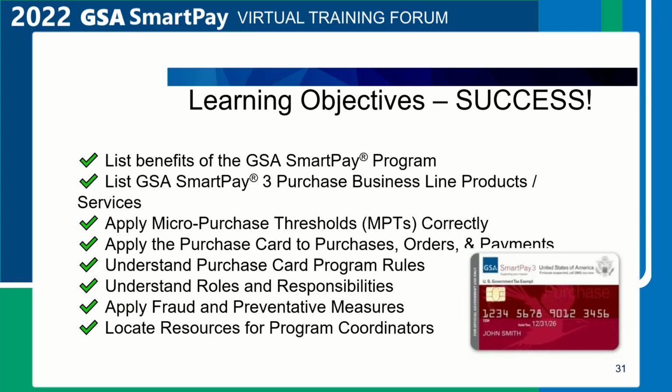Learning objectives. Success. Here's a quick recap of the learning objectives: listing GSA SmartPay 3 purchase line business products and services, applying micro-purchase thresholds correctly, applying micro-purchase cards to orders, payments and purchases, understanding the purchase card program roles, understanding roles and responsibilities, applying fraud and preventative measures, and locating resources for program coordinators.